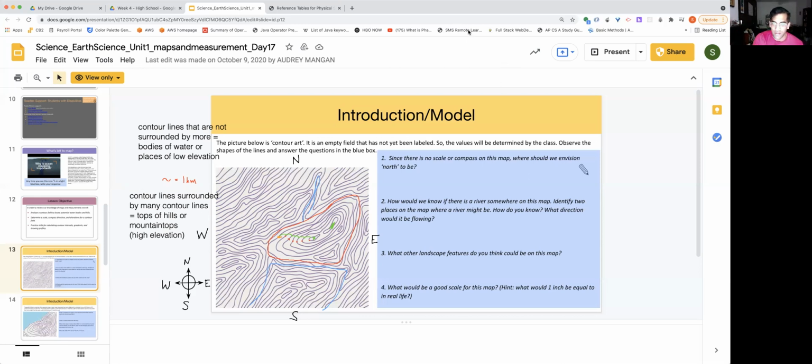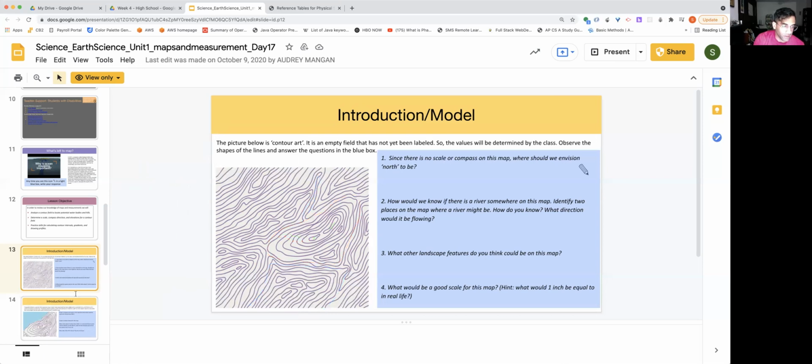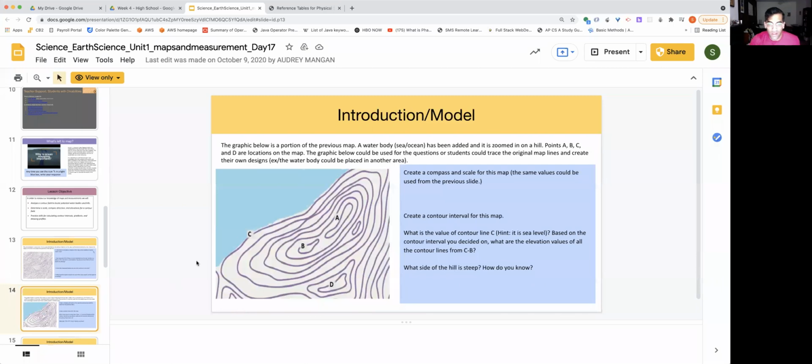Okay, so those are the basics of it. Now we're going to take a look at the next slide. So on the next slide, we get a light introduction to some of the features that might be on a Regents type question regarding contour maps. So we can see now with this light blue top left corner that we have a contour map of an area at the edge of land where the sea begins, okay? And so they ask, what's the value of contour line C? Hint, it is at sea level.